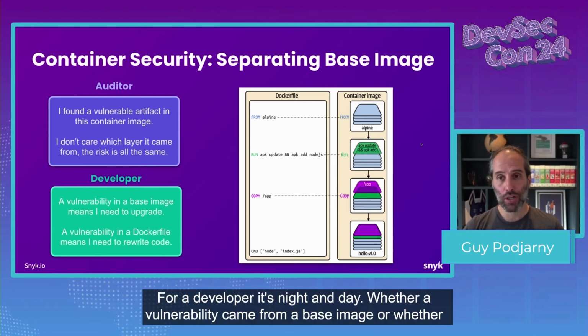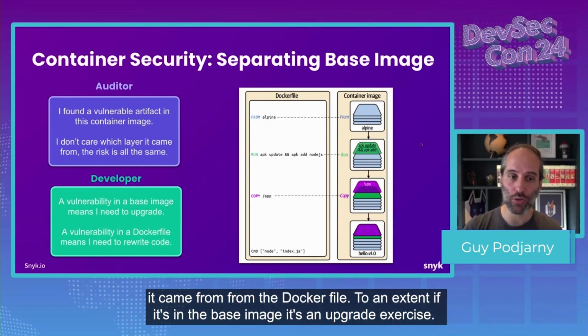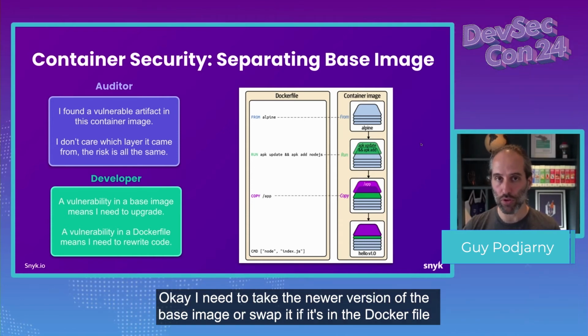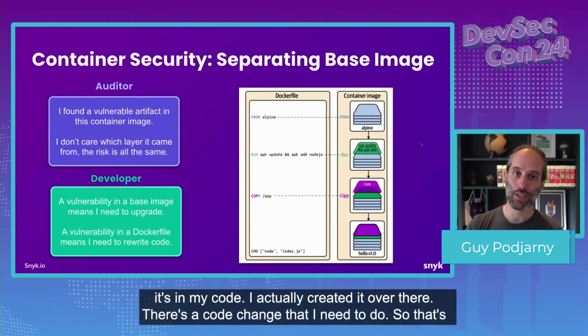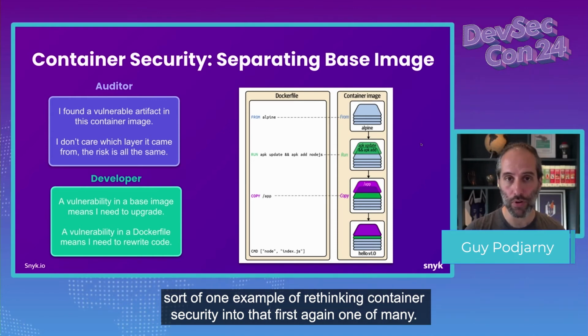For a developer, it's night and day whether a vulnerability came from a base image or from the Dockerfile. To an extent, if it's in the base image, it's an upgrade exercise. Okay, I need to take the newer version of the base image or swap it. If it's in the Dockerfile, it's in my code. I actually created it over there. There's a code change that I need to do. So that's one example of rethinking container security into dev first. Again, one of many.